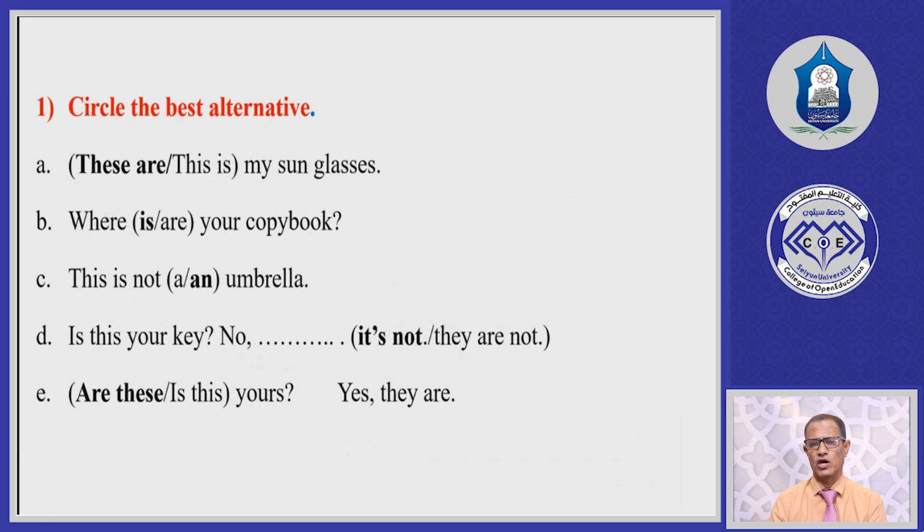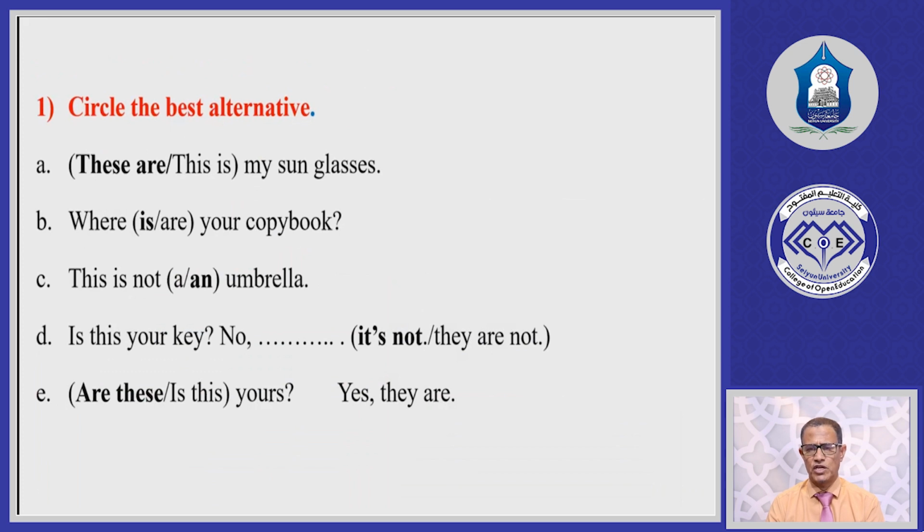B, here we have "Where is or are your copybook?" Copybook here, is it plural or is it singular? So you have to use the best one, and the correct one here is "is." In C, "This is not a or an umbrella." This is the indefinite article, a, and we gave you an explanation of when we use a and when we use an. Okay, so now look at this. You have umbrella here. So which one can be used with umbrella, a or an?